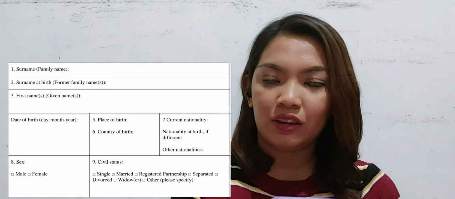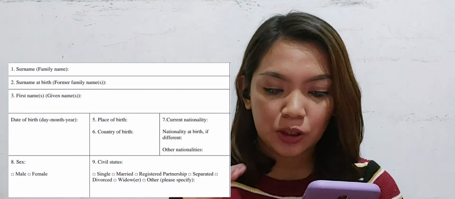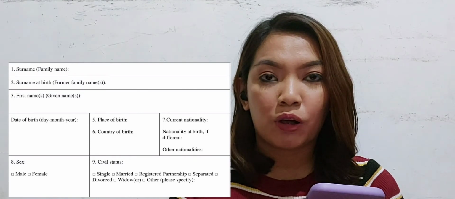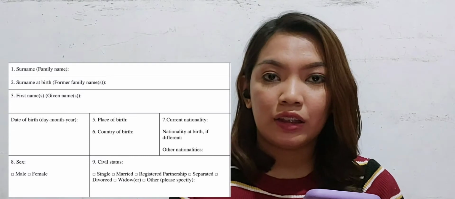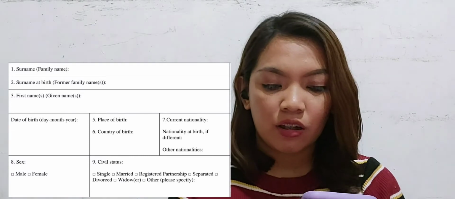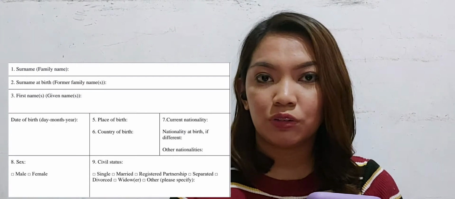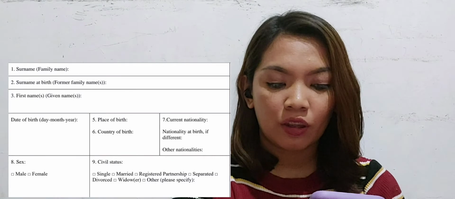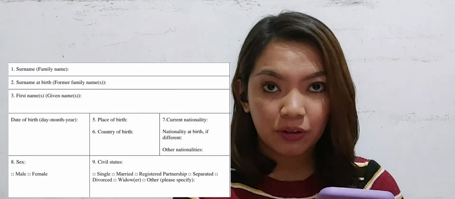So let's begin. Numbers 1 through 9 are all your personal information: your surname slash apellido, your surname at birth, so if you are married they're asking for your maiden name, and then next is your first name. Following after that is your date of birth. Make sure that you write it as the day, month, and then the year. Number 5 and 6 is your place and country of birth.